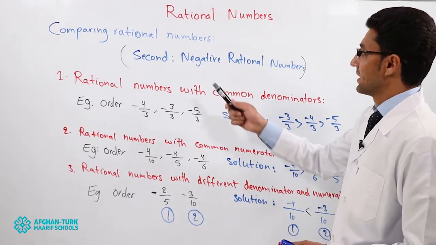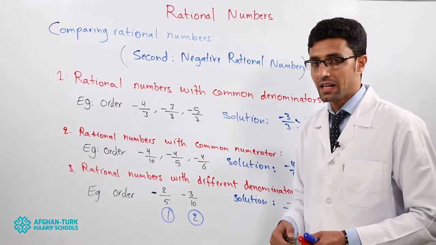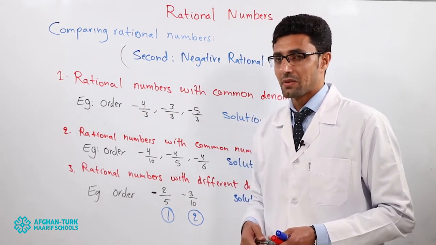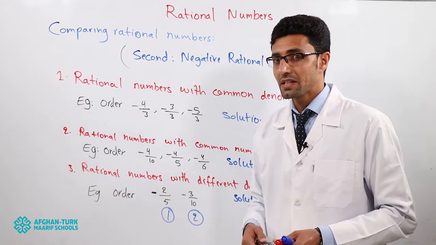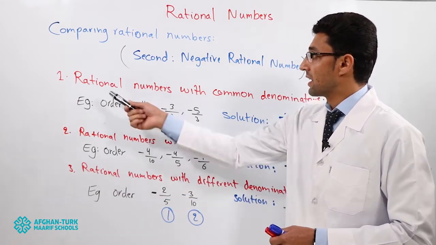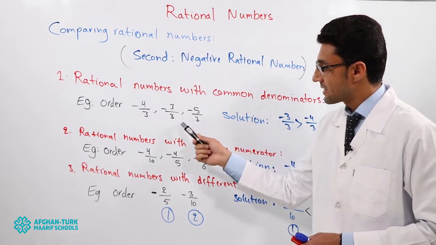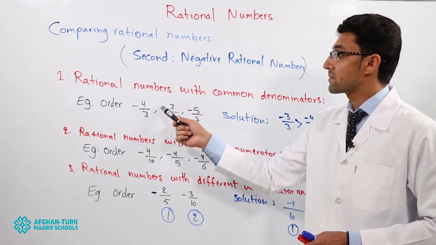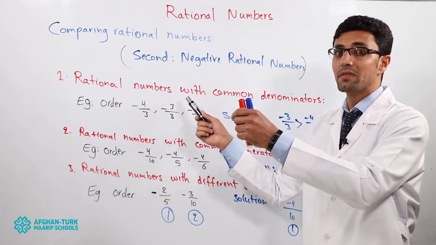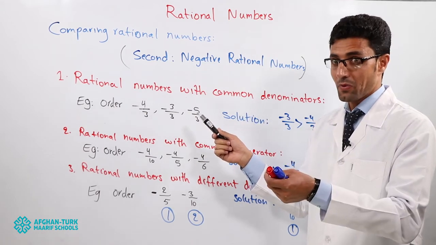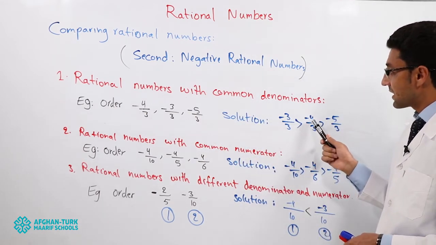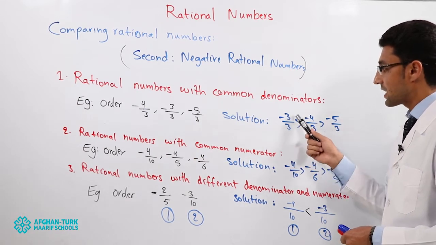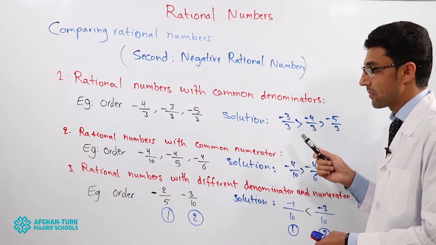Okay, dear students, now negative rational numbers. We are going to compare negative rational numbers. It is exactly the inverse of positive rational numbers. I am sure that you know the rules of positive rational numbers that you studied before. Rational numbers with common denominator: because denominators are equal, which one is the biggest here? The small one is the biggest. But in positive, the biggest one was the biggest. Okay? Minus 3 is greater than minus 4, greater than minus 5. It means that these rational numbers are in this order.